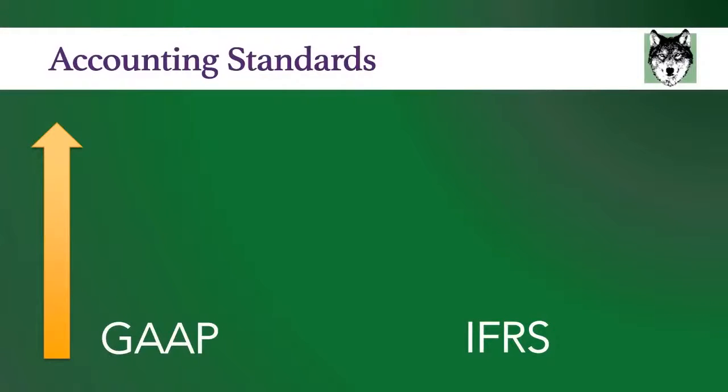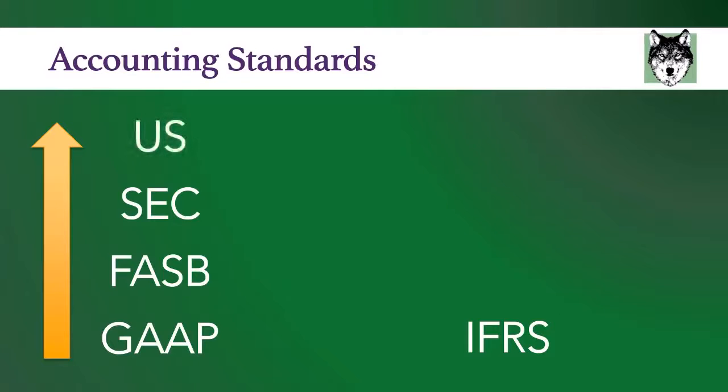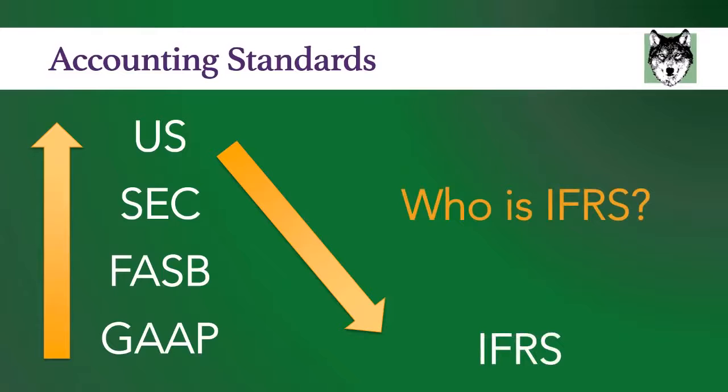Currently, GAAP is determined by the Financial Accounting Standards Board, or FASB, and controlled by the Securities and Exchange Commission, the SEC. Now, the SEC is part of the US government that regulates financial markets in the United States. In the convergence of GAAP to IFRS, the SEC is giving up control to an international organization. So who is this international organization?